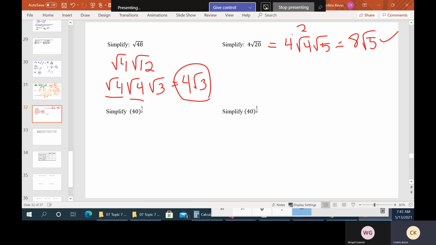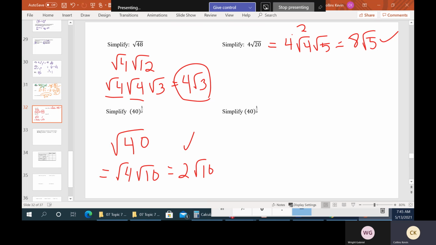All right, so the next one says 40 to the 1/2 power. To the 1/2 power is the same as saying the square root of 40. Now it looks like our last two problems. Okay, so again, it looks like 4 will go in there. All right, so we're going to rewrite this as the square root of 4 times the square root of 10, because 4 times 10 is 40. And again, the square root of 4 is just 2. And then the square root of 10 we can't do anything with, so that's our guy.